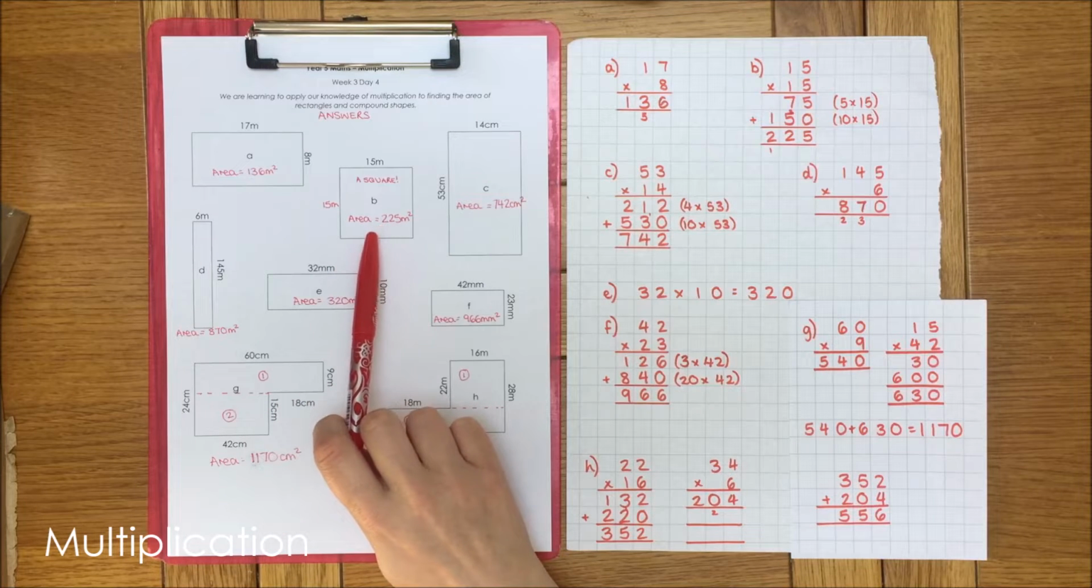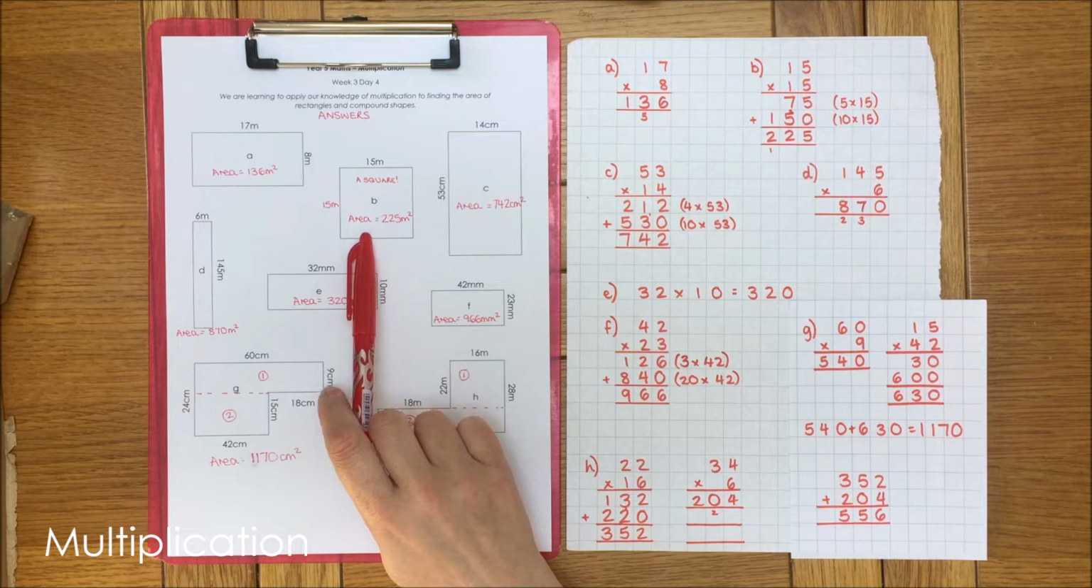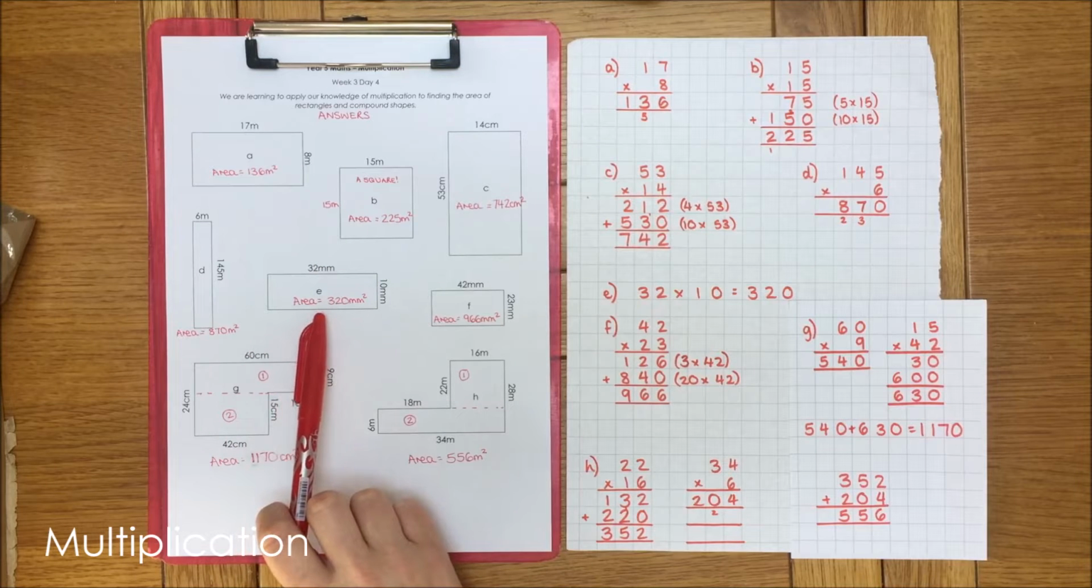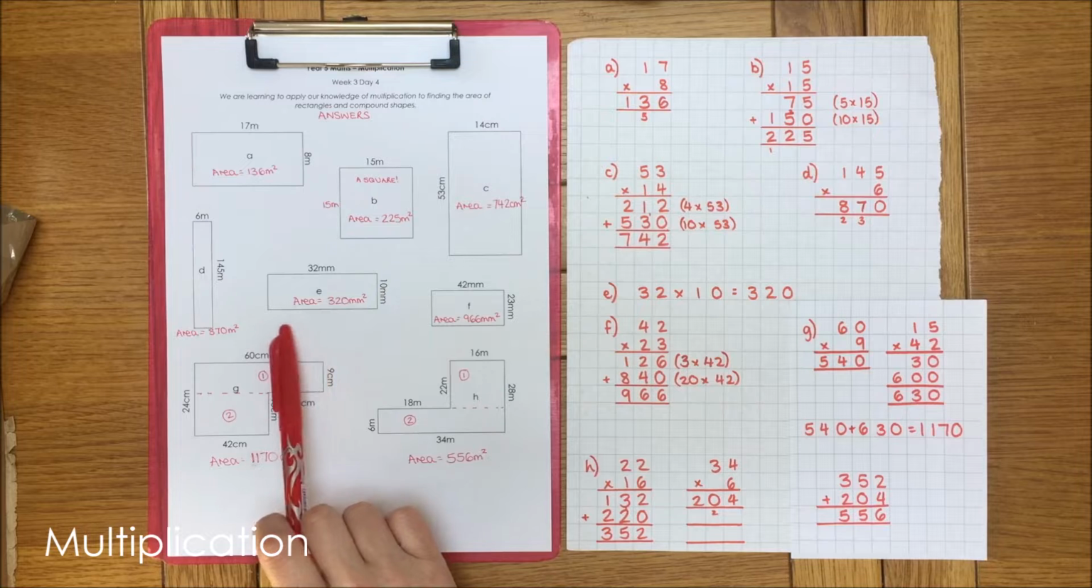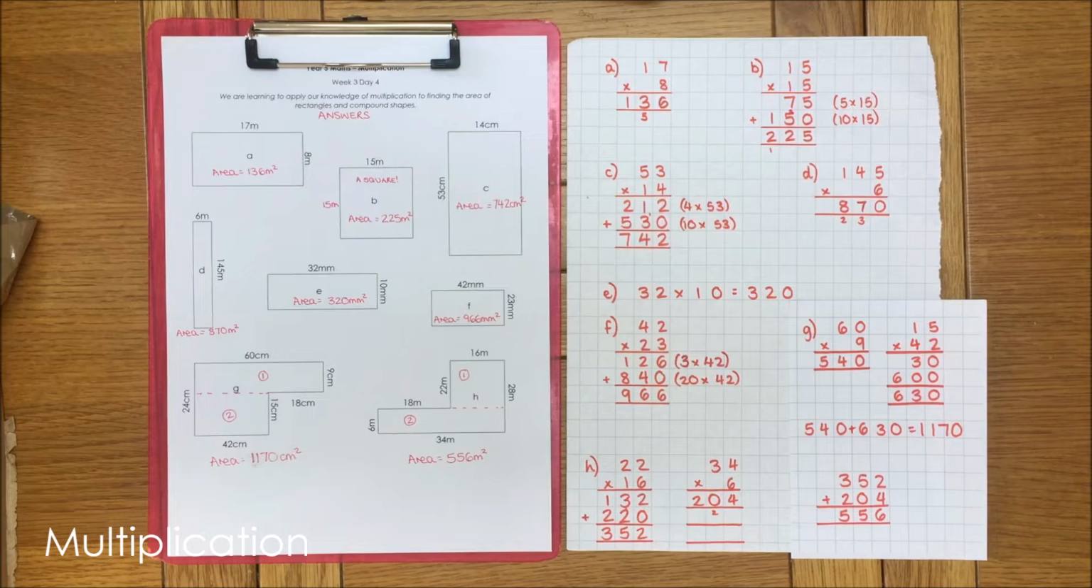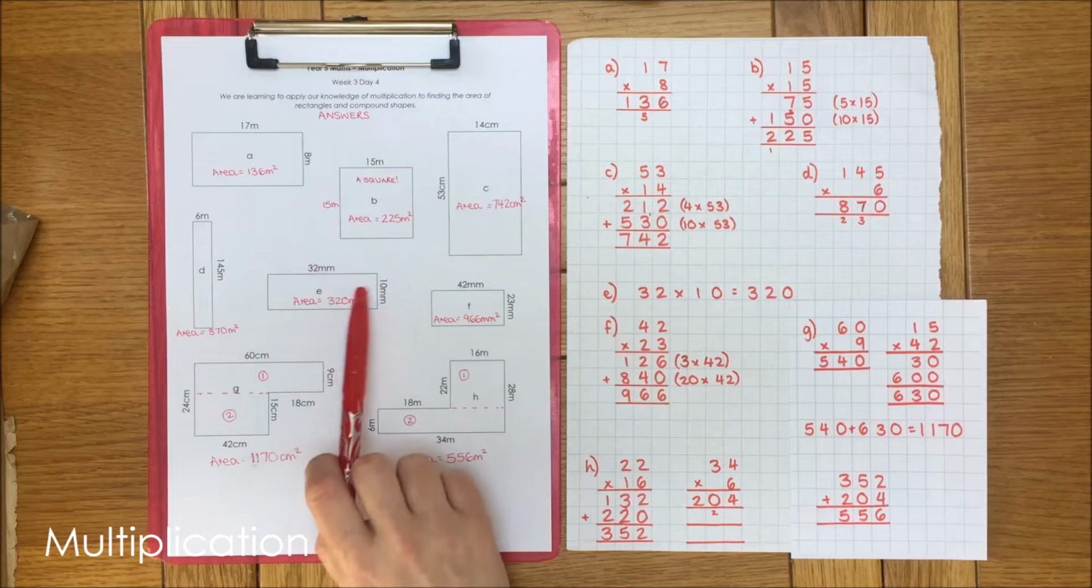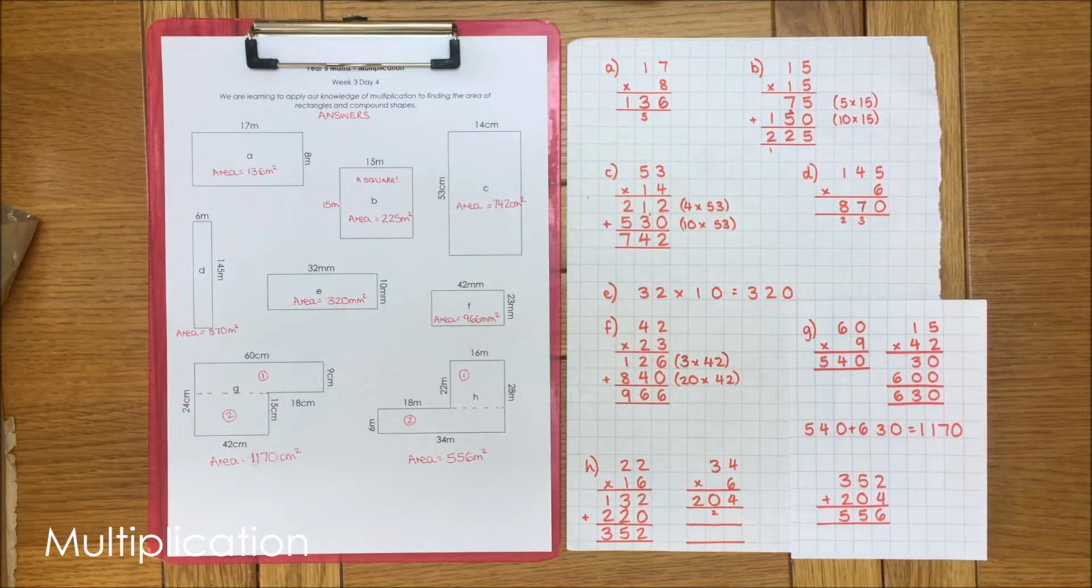So this one was a square, so you had to do 15 times 15. And this one, E, hopefully you spotted that you didn't need to do a written calculation for this one because you were multiplying by 10. And of course we remember that when you multiply by 10, you're just moving each digit one place along to the left. So 32 times 10 was 320.